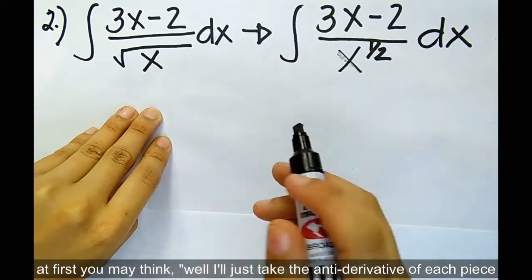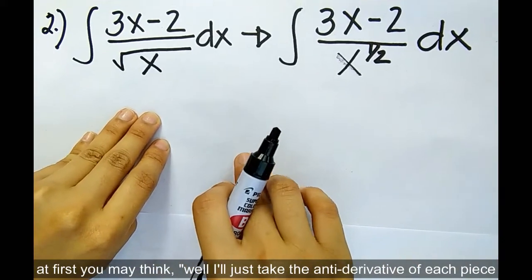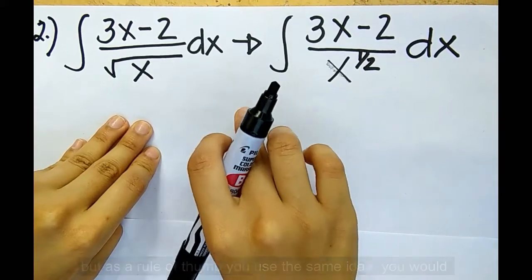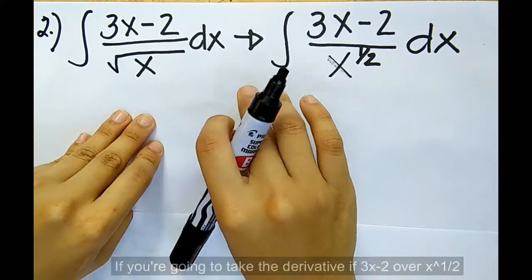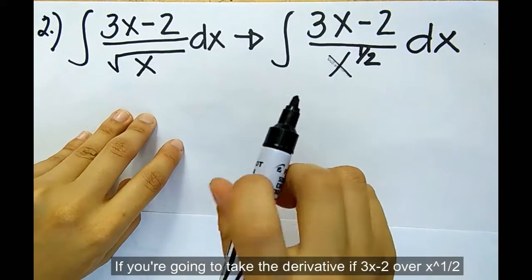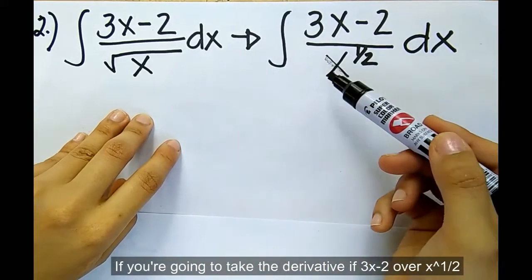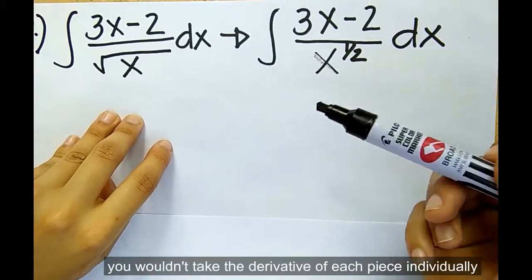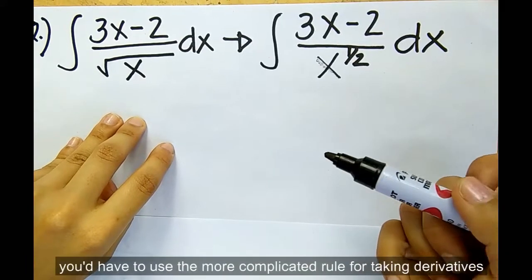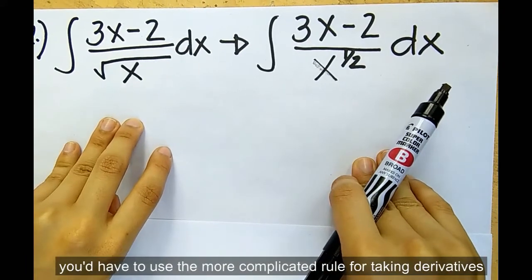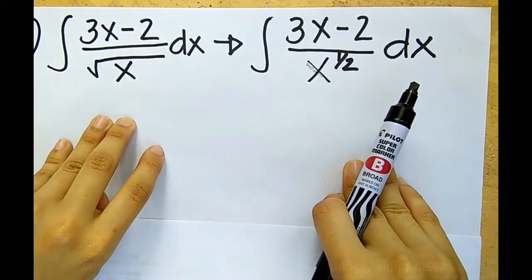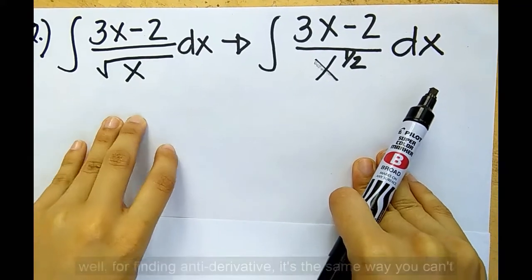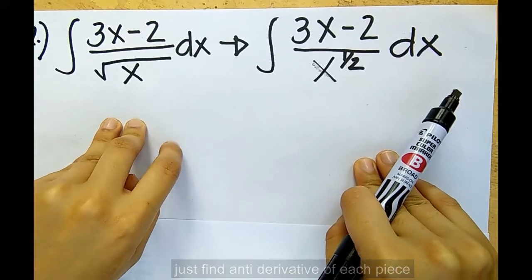At first sight, you may think, well, I'll just take the antiderivative of each piece, but as a rule of thumb, you use the same idea you would for taking derivatives. If you're going to take the derivative of 3x minus 2 over x raised to 1/2, you wouldn't take the derivative of each piece individually. You'd have to use the more complicated quotient rule. While for finding antiderivatives, you can just find antiderivatives of each piece.